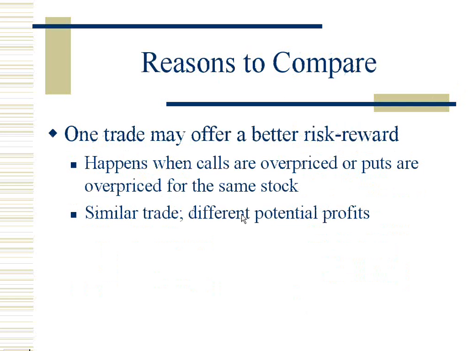All right? Now, reasons to compare. Well, quite simply, one trade may offer a better risk reward than the other. This can happen in the credit spreads and debit spreads. This can happen with the collars compared to the credit and debit spreads, and this can happen to a covered call trade compared to its parity naked put trade. It happens when the calls are overpriced or the puts are overpriced for the same stock. Similar trade, similar risk-reward profile, different potential profits. We always want to make sure that we're getting the most bang for our buck as option sellers, don't we?